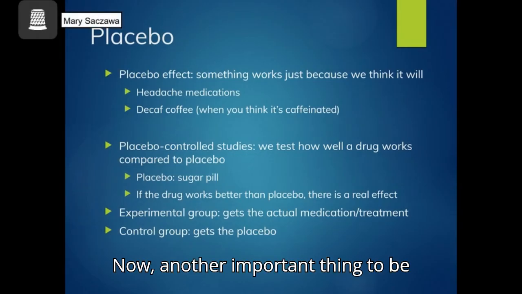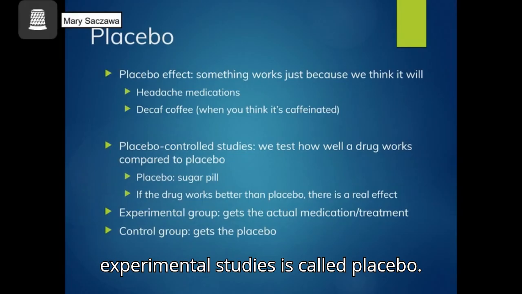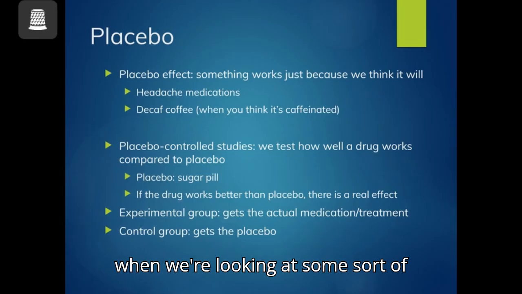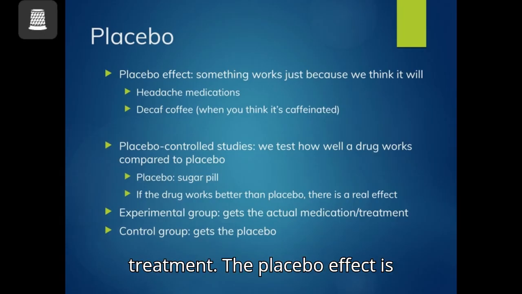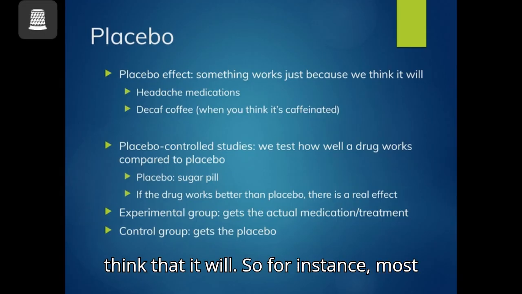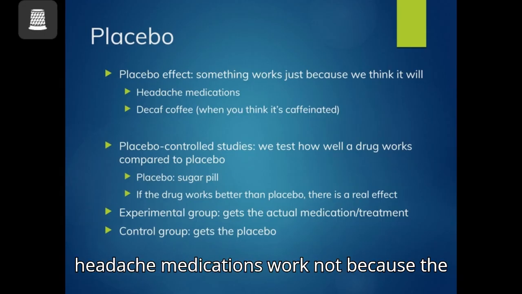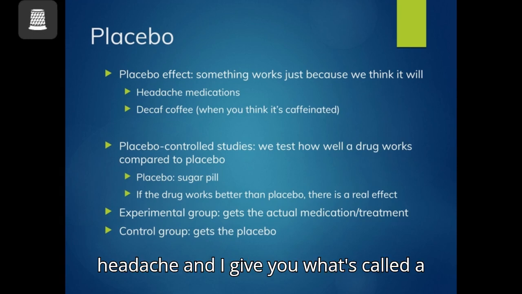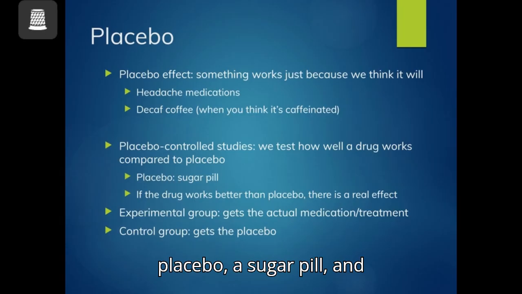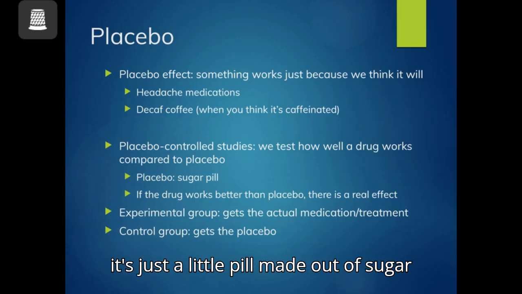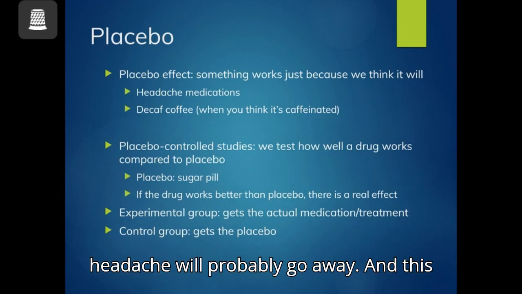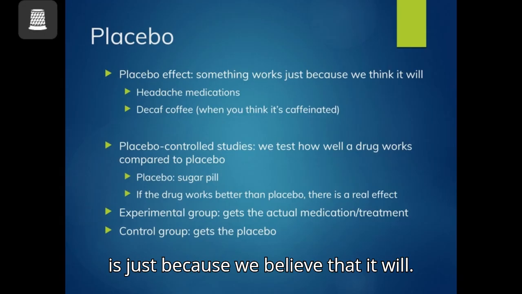Now, another important thing to be familiar with when we're looking at experimental studies is called placebo. This is going to be most important when we're looking at some sort of treatment. The placebo effect is when something works just because we think that it will. So, for instance, most headache medications work not because the headache medication works, but because we think that it works. If you have a headache and I give you what's called a placebo, a sugar pill, just a little pill made out of sugar that looks like headache medication, your headache will probably go away. And this is just because we believe that it will.